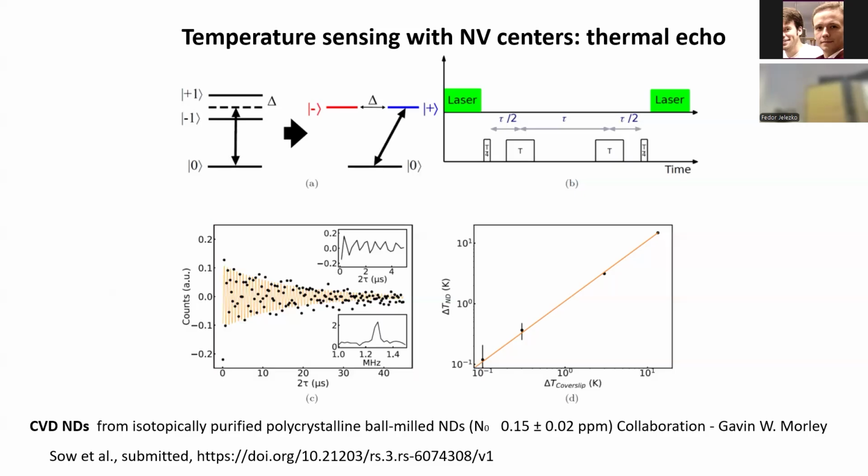I'm happy to say that these results were also supported by better nanodiamonds, made in collaboration with Gavin Morley from Warwick, and they were also enriched even with carbon-12. So it's better nanodiamonds, but also better protocols, given the line width of the temperature-sensitive transition to be on the order of 30 kilohertz.